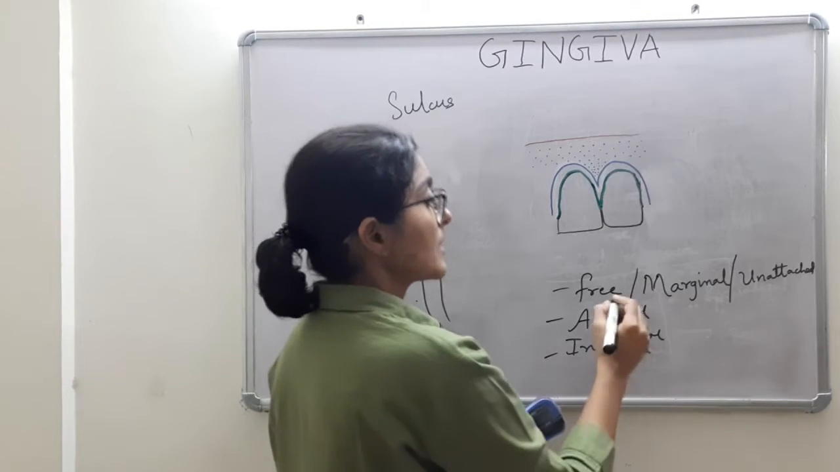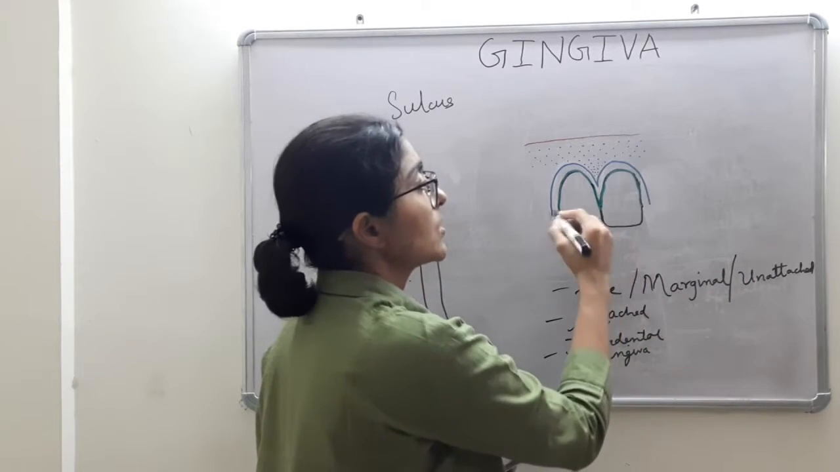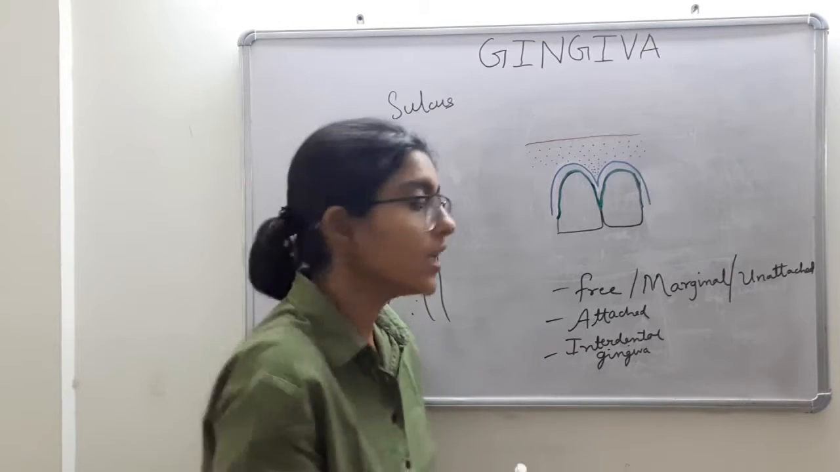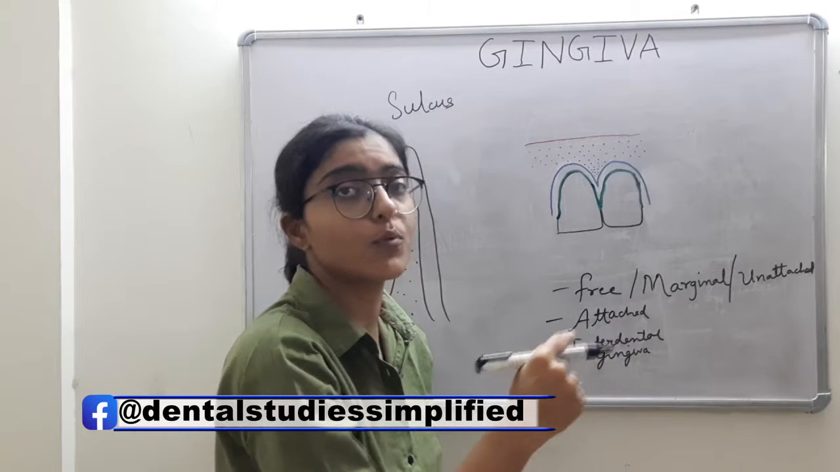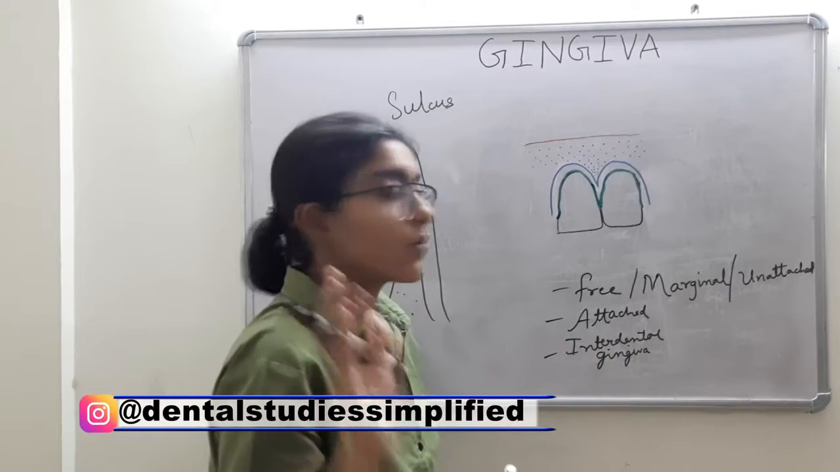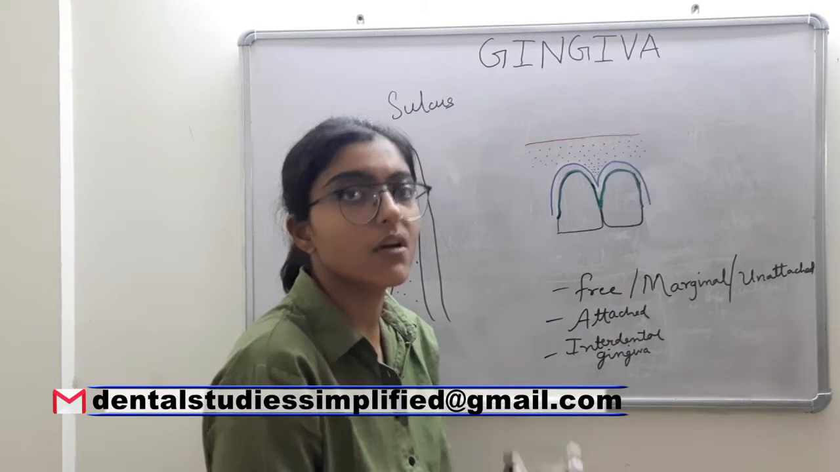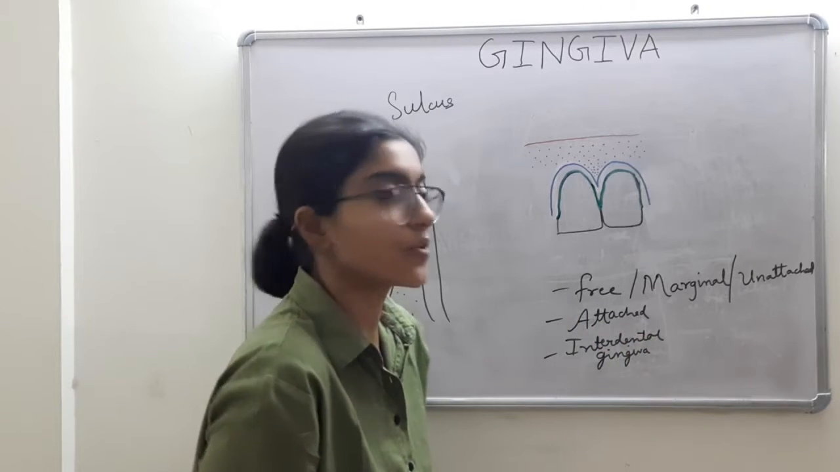So that is why it is called free or unattached gingiva. Marginal because it forms the margin, the terminal edge or border. I hope these three names of the same entity, the same anatomical portion, are now clear. There was this one question: what is the difference between free and unattached gingiva, marginal and free gingiva? I hope the query is now resolved.